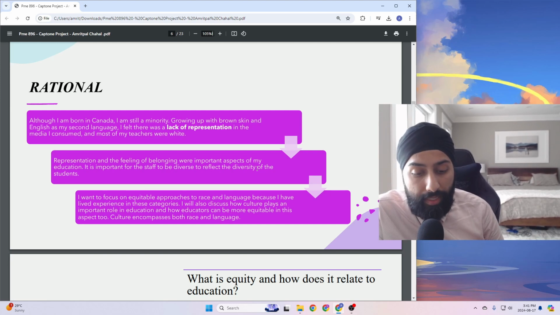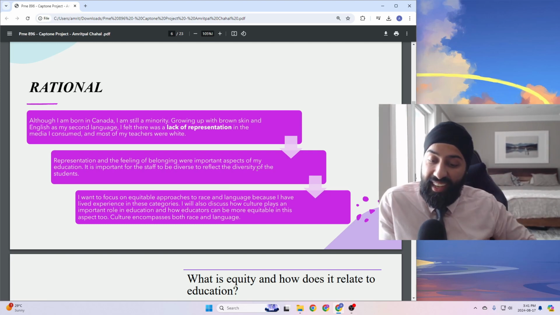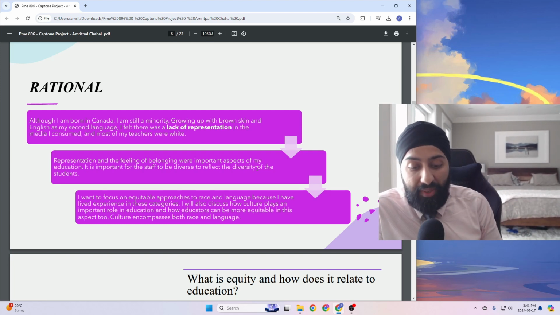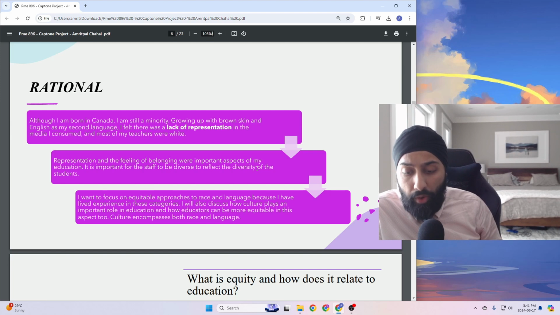As a teacher, I find myself being a fantastic role model to my students, and I often get a couple of my Punjabi students looking up to me and complimenting my turban. It is important for the staff to be diverse, to reflect the diversity of the students. Therefore, I want to focus on equitable approaches to race and language. I have lived experiences in these categories. I recognize it is important to be equitable in all the categories, and I'll mention those categories in a bit, but it can be overwhelming to discuss these issues in depth in just one short project. However, I will discuss how culture plays an important role in education and how educators can be more equitable in this aspect too. Culture encompasses both race and language.